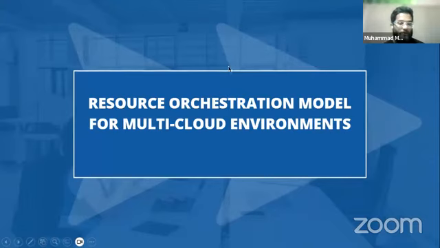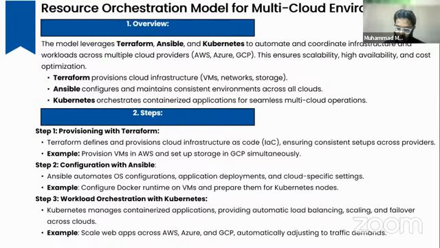So the next topic we need to cover is the resource orchestration model for multi-cloud environments. Let's discuss the resource orchestration model. In overview, this model leverages Terraform, Ansible, and Kubernetes to automate and coordinate infrastructure and workloads across multiple cloud providers like Azure, AWS, GCP, and many others. This ensures scalability, high availability, and cost optimization.